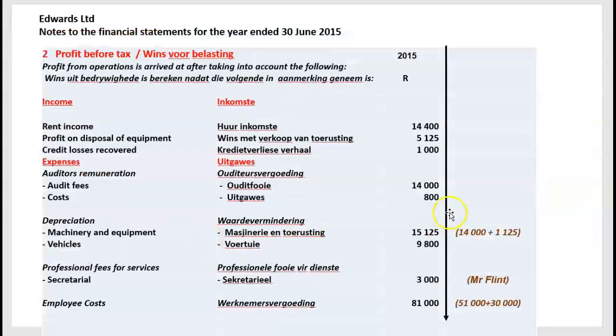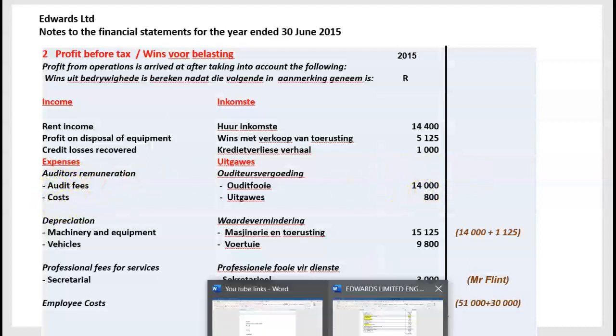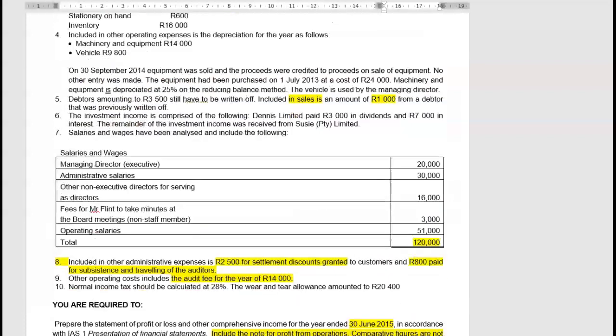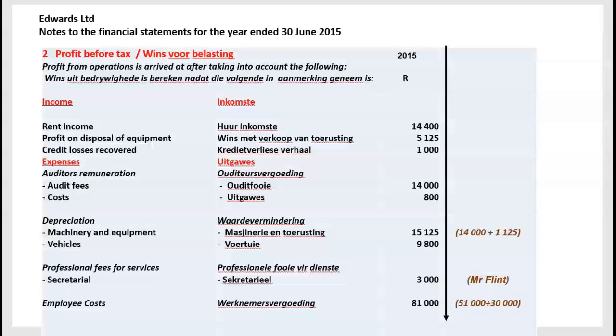Great, let's just have a look at our profit before tax note. Do we have everything now? We have the rent income, we have the profit, we have the credit losses, expenses. Audit remuneration, here's our audit fees, 14,000, the cost of 800 rand. Remember that was in this, there was the 800 rand, there was the 14,000 rand, so we have to disclose that in the note as well.